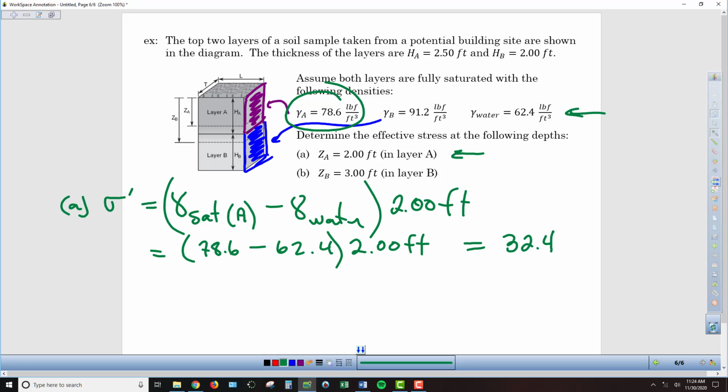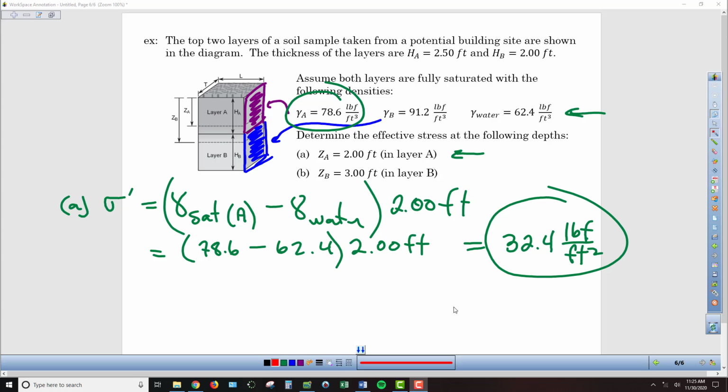Now remember, those densities are force per unit of volume. If we multiply that then times a length, we're going to end up with force per unit of area. So it's going to be pound force per square foot. So those are the units on stress. That's the effective stress just 2 feet into layer A.